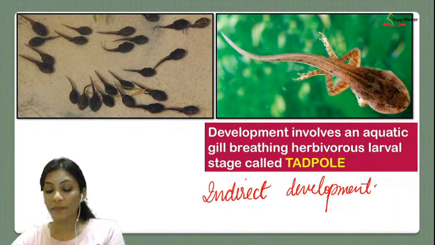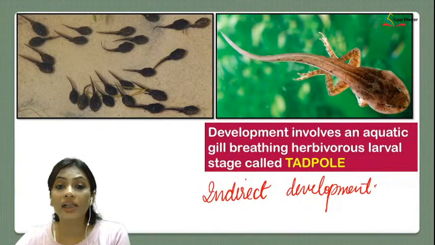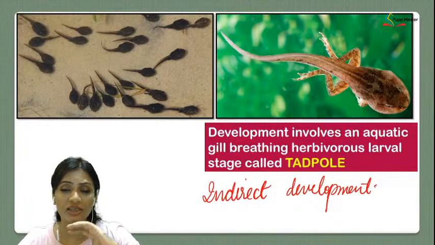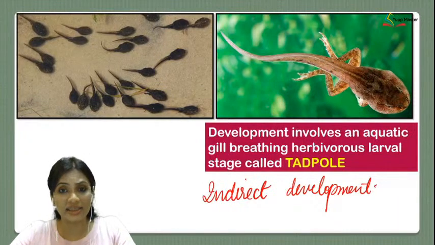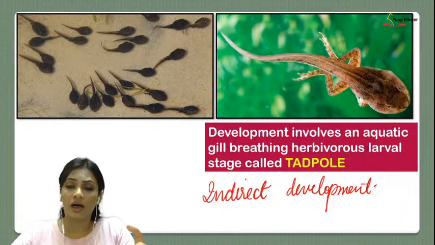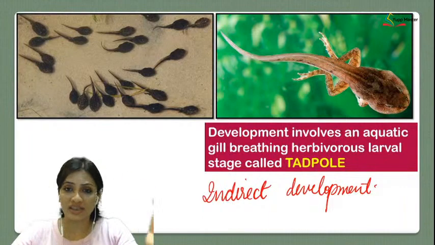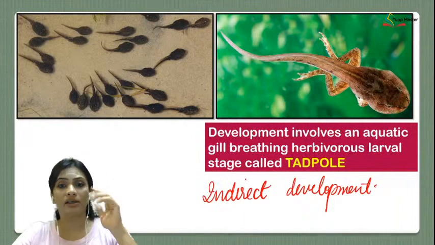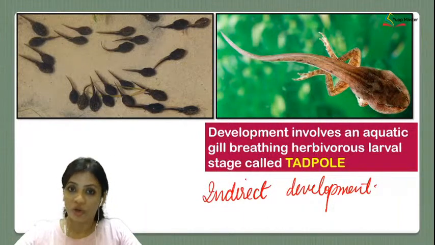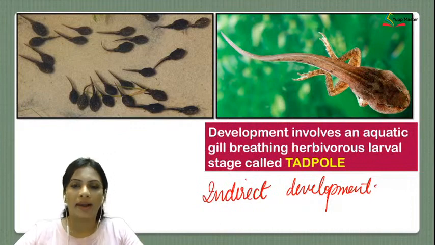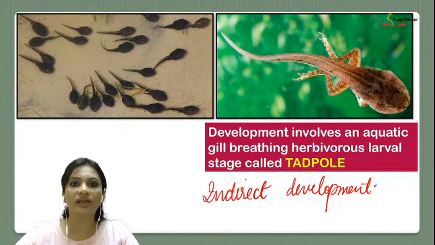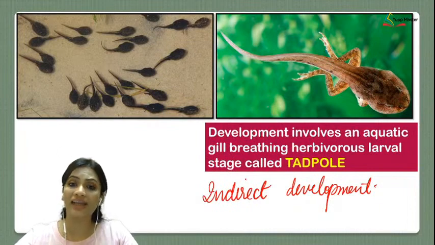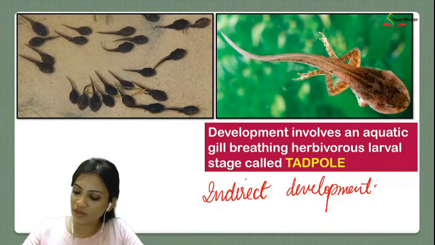Okay, so the development involves an aquatic gill breathing. Remember one thing: when it is an adult frog, we had seen that there are three modes or three organs for respiration. That was the skin, the lungs, and even the buccopharyngeal cavity. But when we're talking about the tadpole, which is present only in water, its only mode for respiration is the gills. So the development is going to involve which type of breathing?